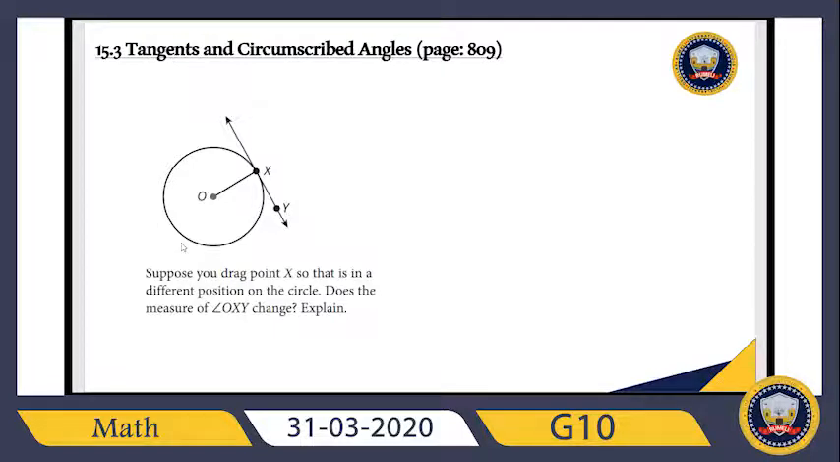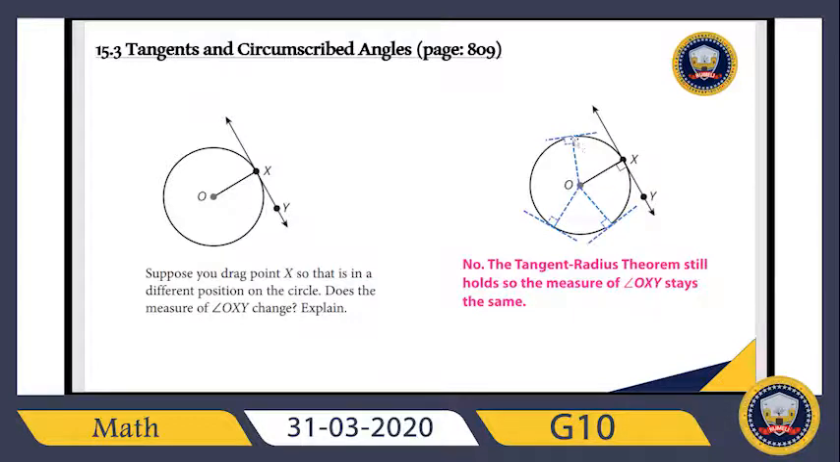Pause the video, think about the question. Then play to see my answer. Okay, so here I have a few examples of X. I drag X to this position, and to this position, for example, three examples. Now, at each point, the angle between XY and XO is always 90 degrees. So, the tangent radius theorem still holds at every position. So, the angle is always measuring the same, which is 90 degrees, whatever X is.